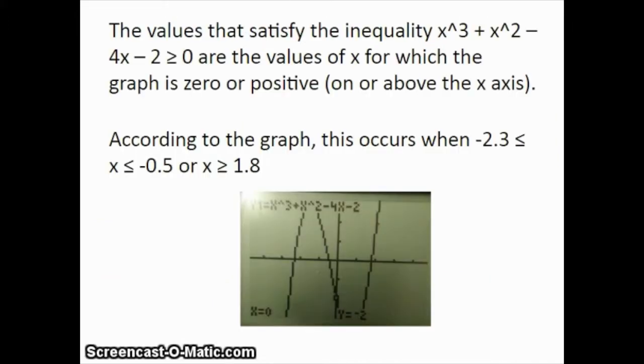The values that satisfy the given inequality are the values of x for which the graph is 0 or positive, or on or above the x-axis. According to the graph, this occurs when minus 2.3 is less than or equal to x, which is less than or equal to minus 0.5, or when x is greater than or equal to 1.8.